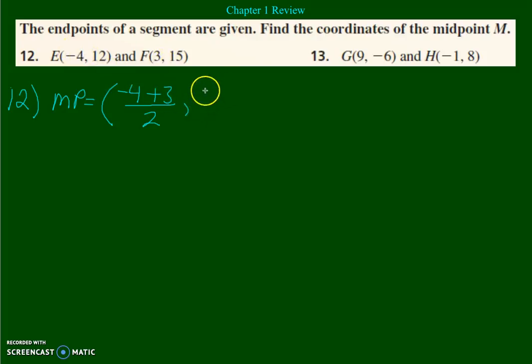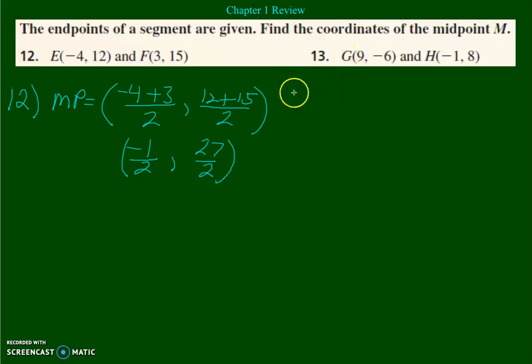And the Y coordinate is going to be 12 plus 15 divided by 2. So to figure this out, negative 4 plus 3 is negative 1, so this is negative 1 half. And 12 plus 15 is 27 halves. And that's the midpoint of EF. Problem 13 is the same thing, just different coordinates.